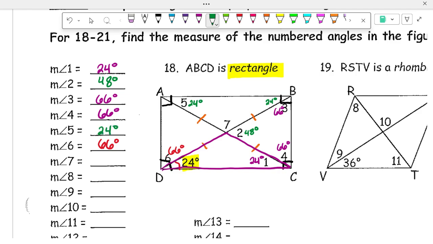All right. Now 7. How would I find angle 7? There's 2 ways. We could do 180 minus 48 because it's a linear pair right here. They're supplementary because it's on a straight line and they're adjacent. What's the other way I could do it? You could do the triangle sum theorem. So add up the 24 and 24, subtract it from 180, which 24 plus 24 is 48 anyway. All right. So what's 180 minus 48? 132.